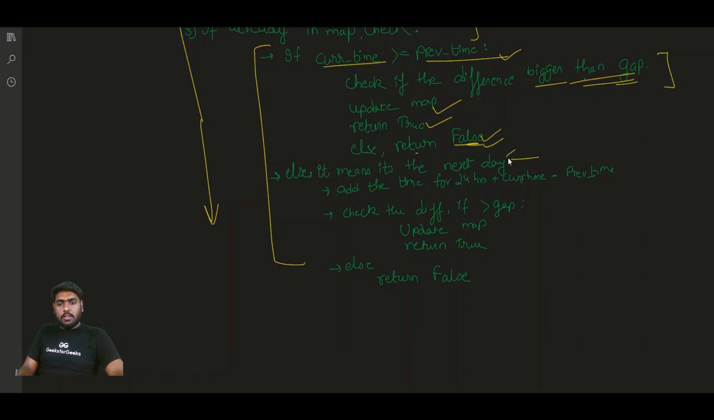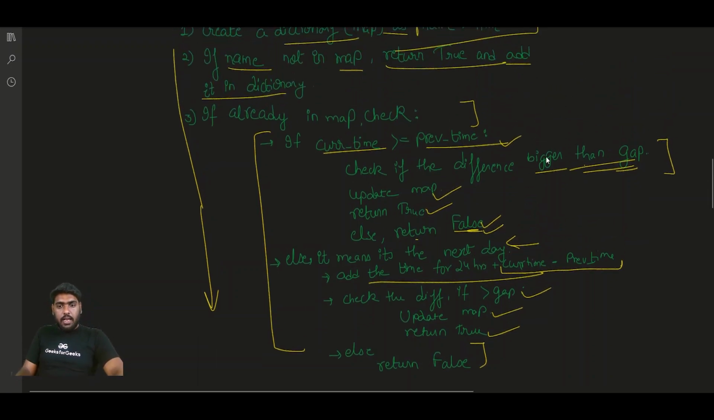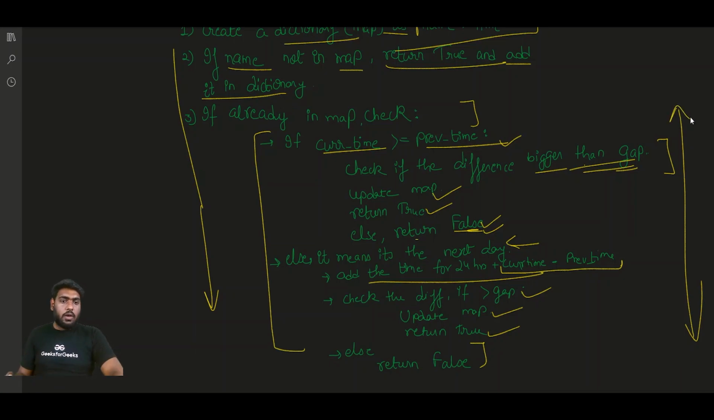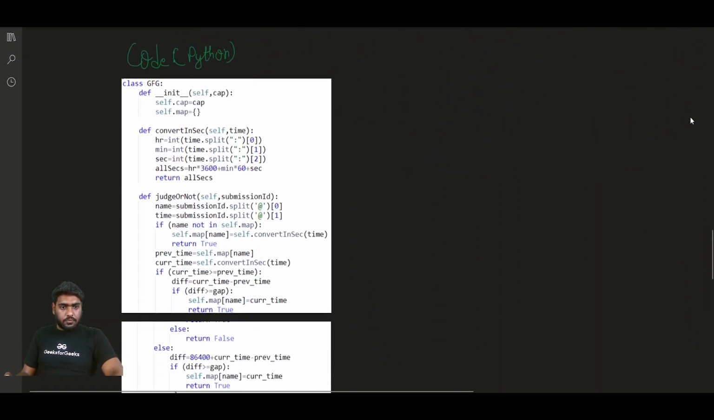Then the next thing we have to check is if the current time is not greater than the previous time, then what will happen? Then it means that the next day has begun, right? So we will add the time for 24 hours, converting into seconds, and then we will do the normal thing that we were doing. We were finding the difference out. Then we will again check the difference. If it is greater than the gap, we will update the map and we will return true, else we will be returning false. Okay, so this is the main functioning of this question, and we have to code it in a class. Let's see the code.